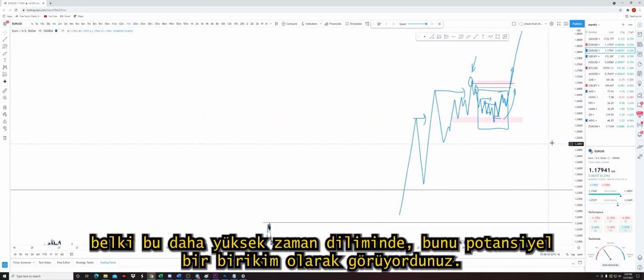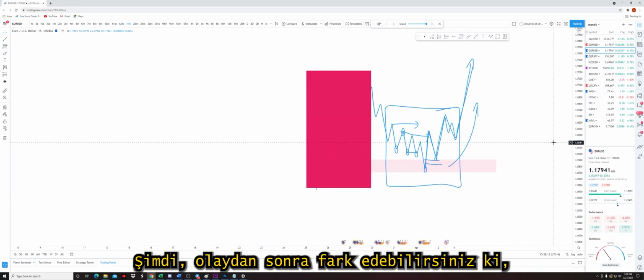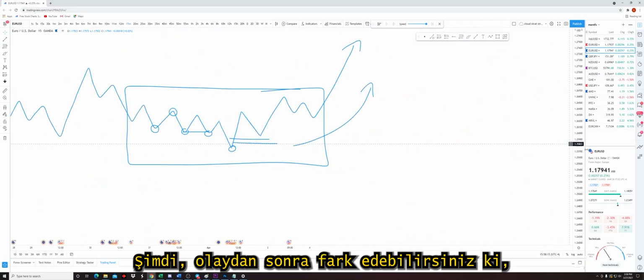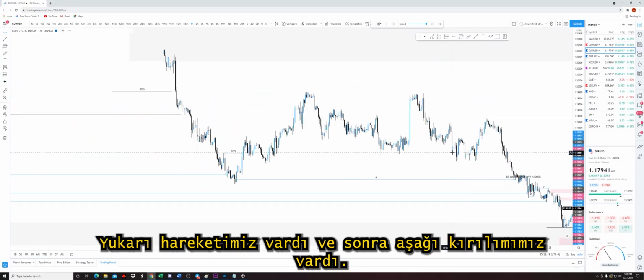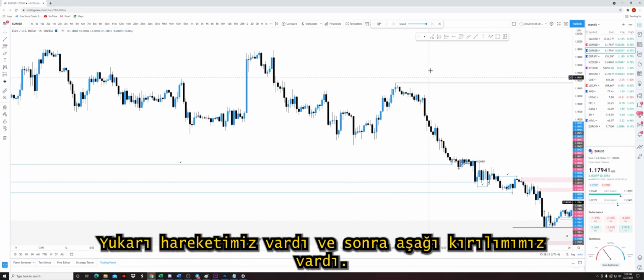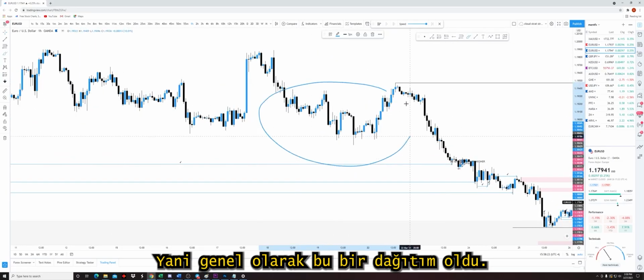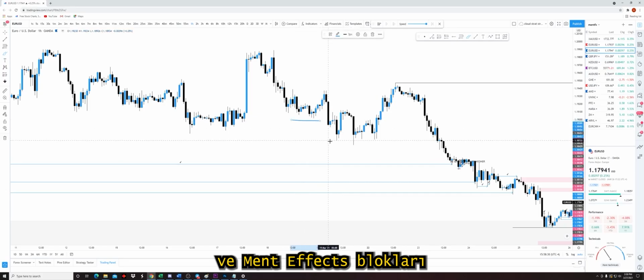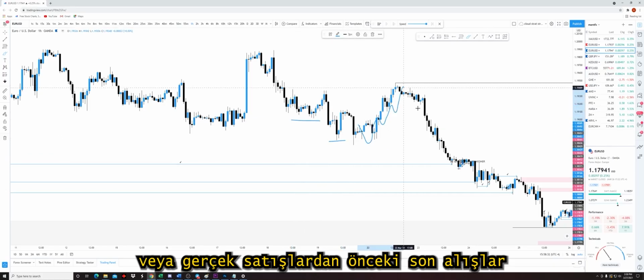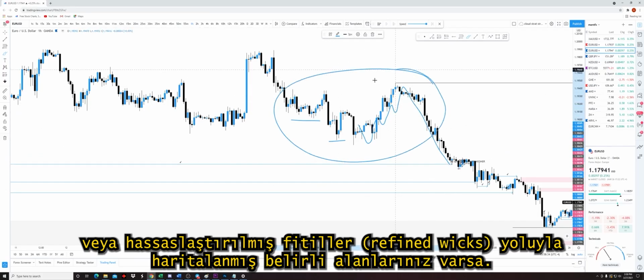So if we, for instance, let's get rid of all this. None of that's important anymore. I know I can make that easier on me, but there's no point. So what I mean by that is, this overall, you could have maybe on this higher time frame been viewing it as a potential accumulation. Now you can notice that after the fact, we had lows liquidated, we had the move up, and then we had the breakdown. So overall, this became a distribution.